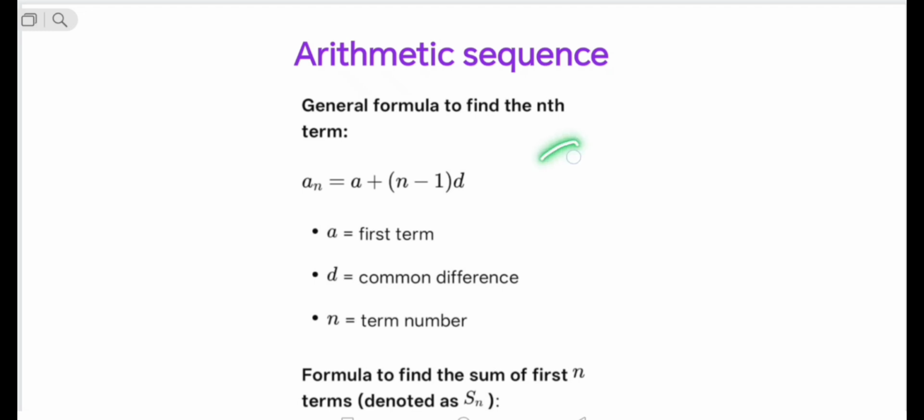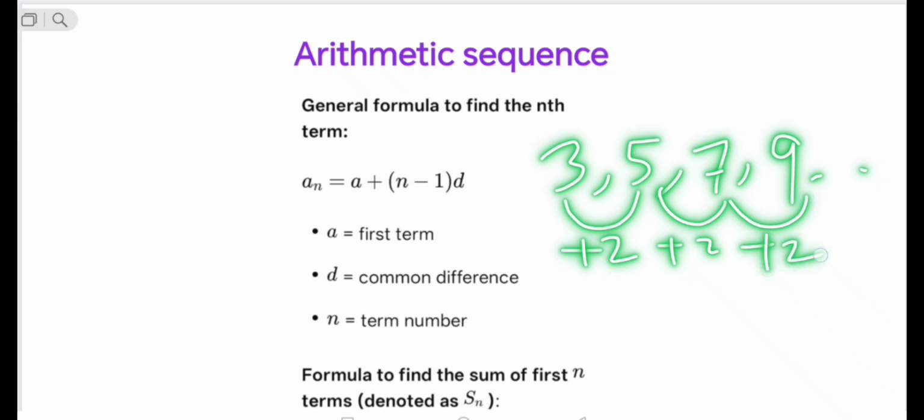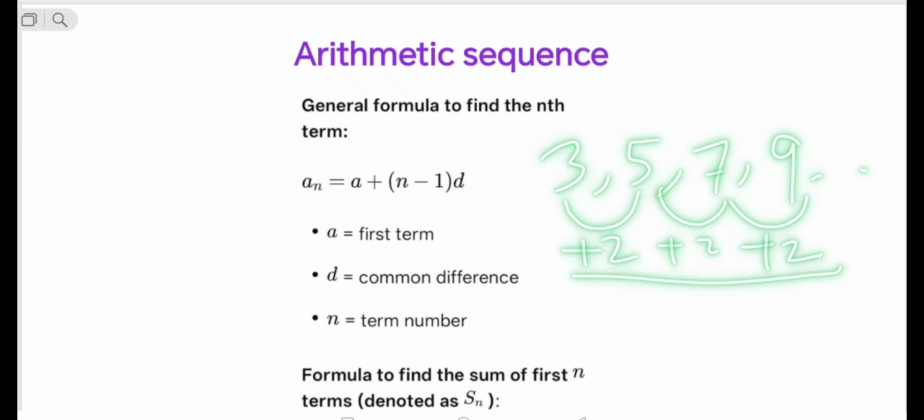For example, 3, 5, 7, 9. So this is a sequence. So there is a common difference between them. We are always adding to get the next term. So the common difference is a constant. It is not changing. So this is arithmetic sequence.